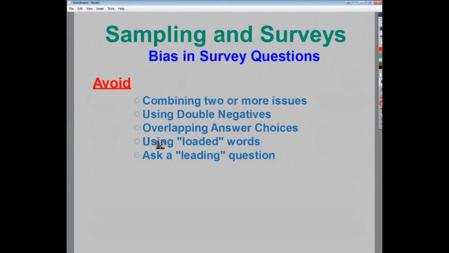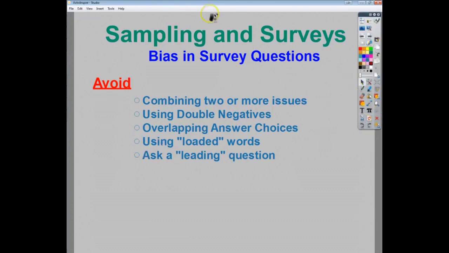So what you're trying to do is not introduce bias into the equation. Bias is when you make the decision go one way or the other, even if it's unintentional. It's kind of like you're pushing the agenda whether you mean to or not. The first thing that you don't want to do is combine two or more issues.